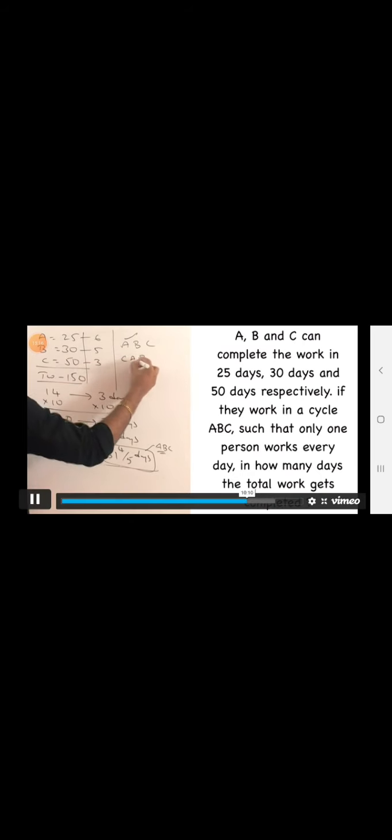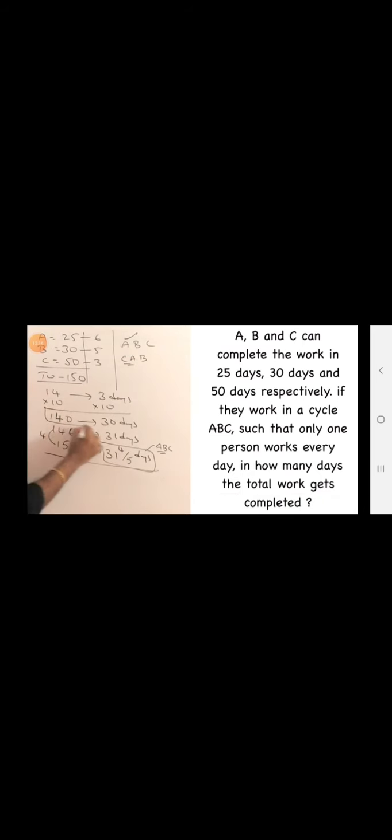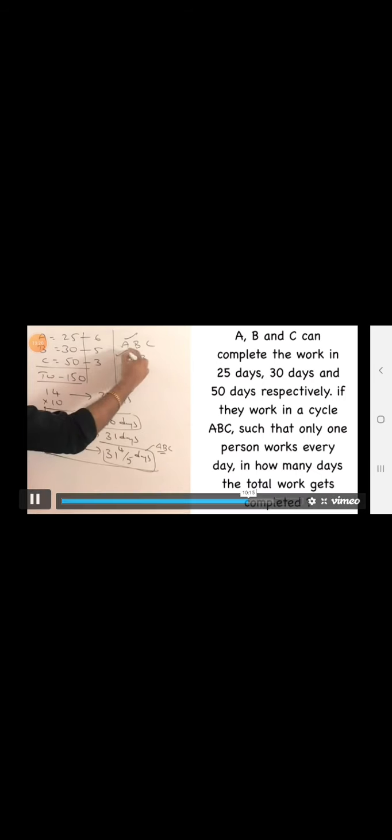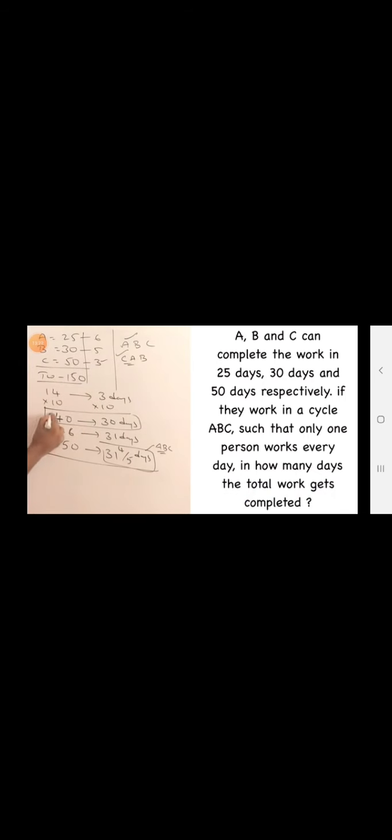If the cycle was something else, then your answer would have been different. What if the cycle was C, A, B? Till here it would have been the same. But the next day C would have worked. C can complete 3 parts. So from 140 it would have got to 143 in 31 days.